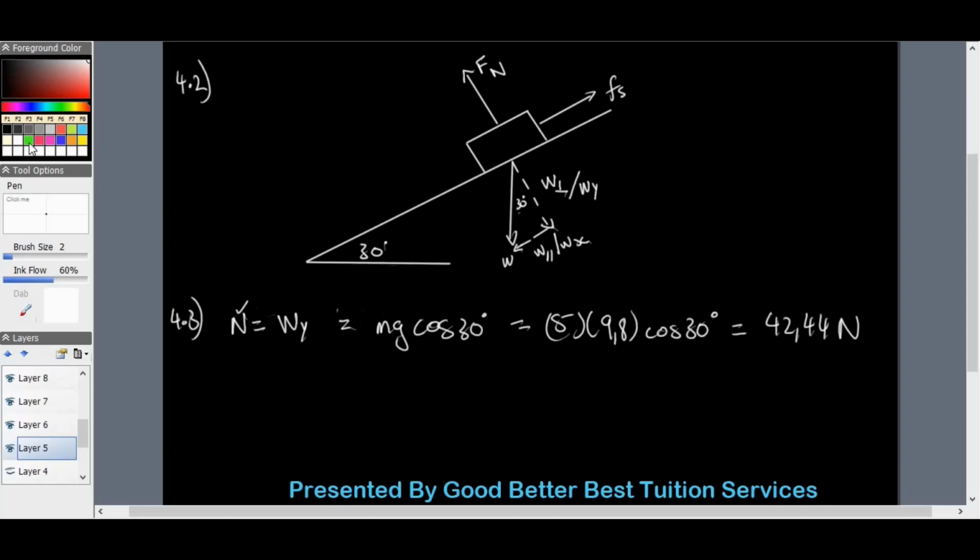Now that we know the normal force, we can plug it into our formula for Fs max, which is equal to mu s times the normal force: 0.63 multiplied by 42.44. Therefore Fs max, the maximum static frictional force, in this case will be equal to 26.73 newtons.